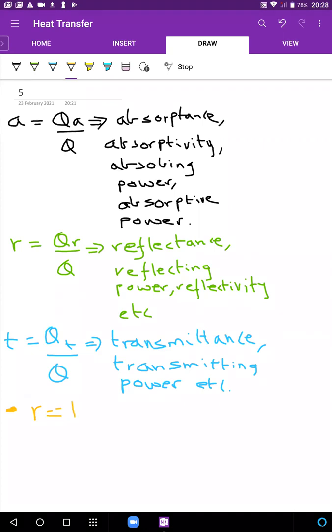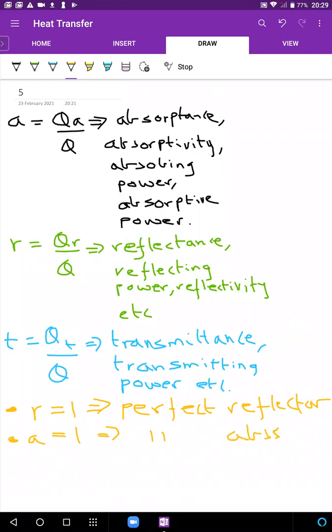R is equal to 1. Okay, so if R is equal to 1, then you would call such a material a perfect reflector. Why? Because it's reflecting all of the heat falling on it. This is a perfect reflector. And the same goes for the rest. For instance, if absorptance is 1, you will say it's a perfect absorber. If one of them is 1, the rest are 0.